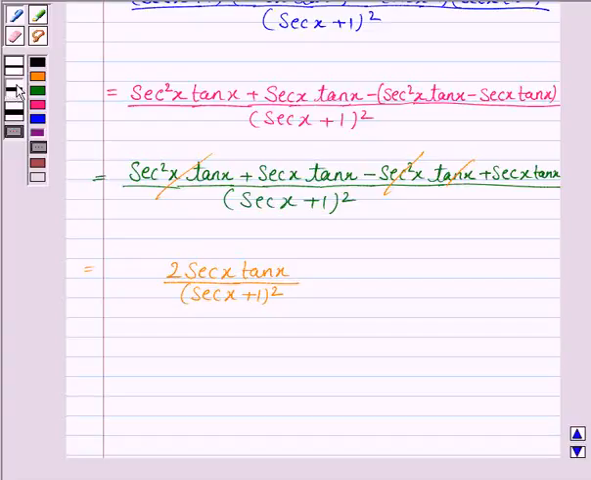Hence, the derivative of the given function is 2 sec x tan x upon (sec x + 1) whole squared. And this completes the question.